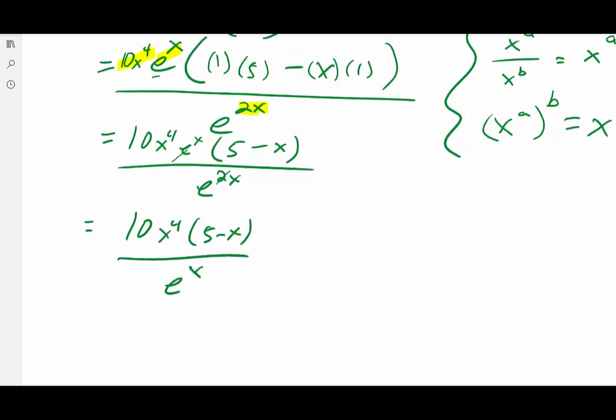Or you may even see it written like this. I could take that 10 and pull it all the way out front. This is an equivalent answer as well. You may see the answer written like that, but they're the same thing because the 10 is understood to be over 1. But anyways, the moral of the story is if you're doing your homework and you don't see your answer, try simplifying it and see if your answer matches up with the homework.